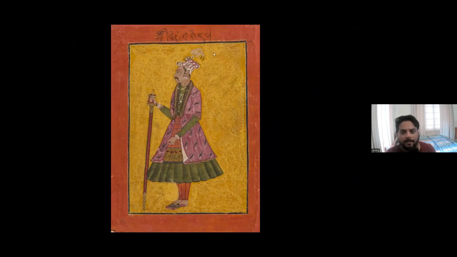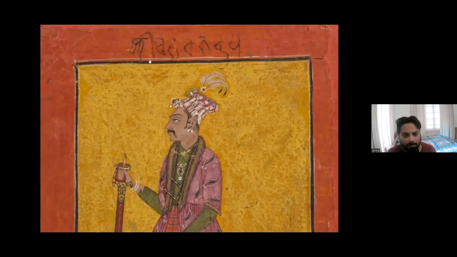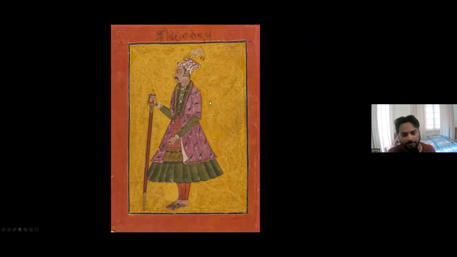Okay, so this is rather clear, far more similar to Gurmukhi than Takri. So Shri Raja Rajrup. Raja Rajrup was the king of Nurpur, and he was the son of Raja Jagat Singh. And here is Rajrup standing in all his royal glory, wearing a Mongol jacket and whatnot.